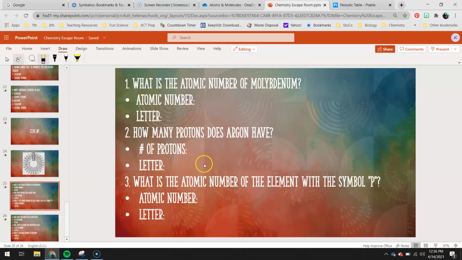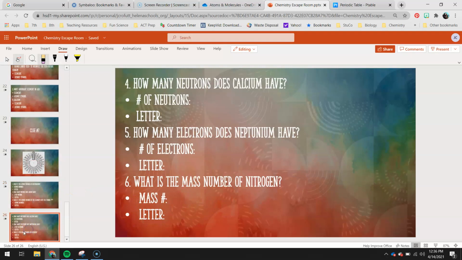Okay, what is the atomic number of the element with the symbol P? Tell me the atomic number from your periodic table, and then use the cipher to tell me the letter. And then finally, how many neutrons does calcium have? How many electrons does neptunium have? And what is the mass number of nitrogen? Again, you guys can find all this information based off your periodic table and using the information I provided you guys at the beginning of this lesson.